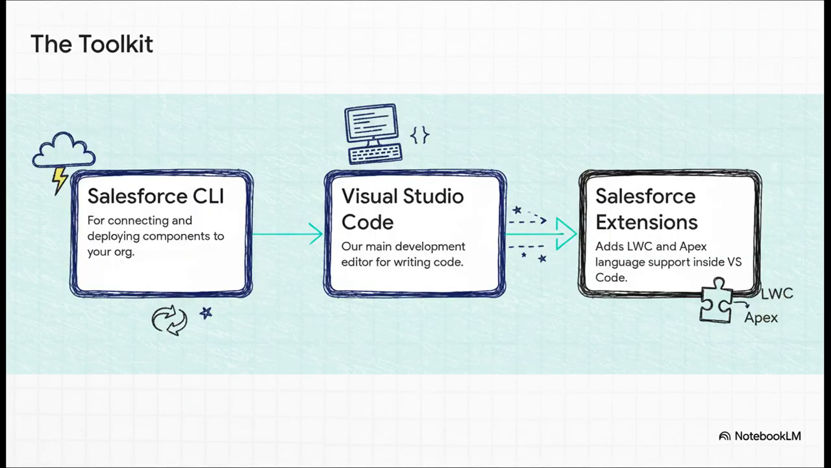It really boils down to 3 key things. First up, the Salesforce CLI. Think of it as your command line translator for talking to Salesforce. Then there's Visual Studio Code. That's going to be our code editor, our digital workbench. And finally, and this one's crucial, the Salesforce extension pack. It's a plugin for VS Code that basically teaches it how to speak Lightning Web Component.